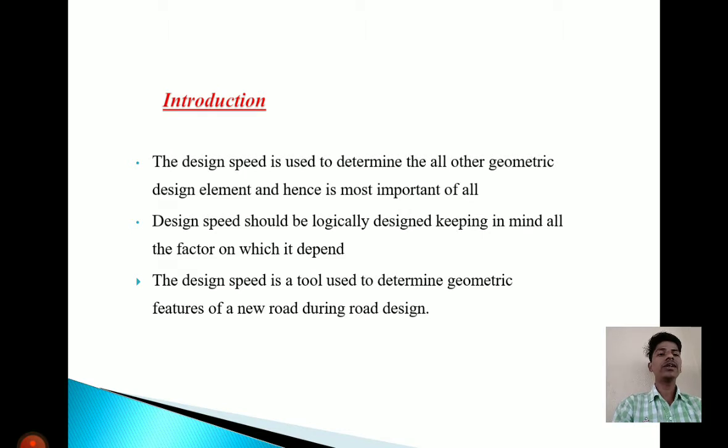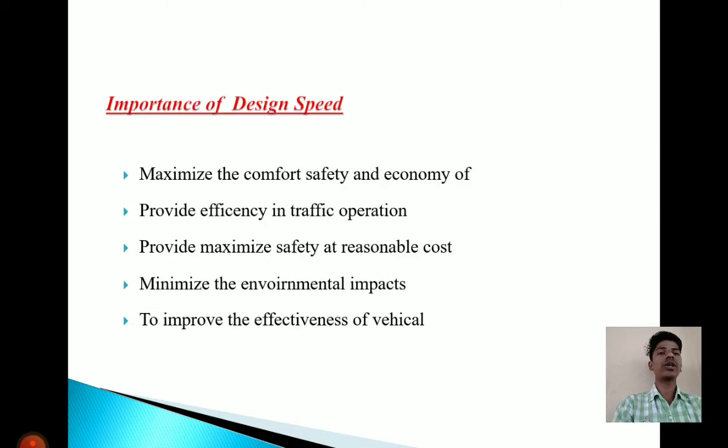Next, the design speed should be logically designed keeping in mind all the factors on which it depends. The design speed is a tool used to determine geometric features of a new road during road design, meaning providing super elevation and providing camber. The design speed is most important.